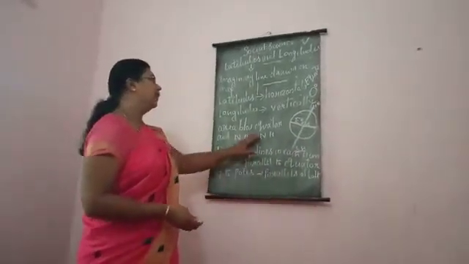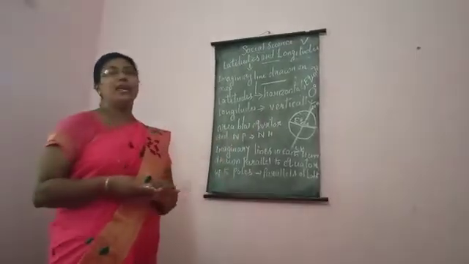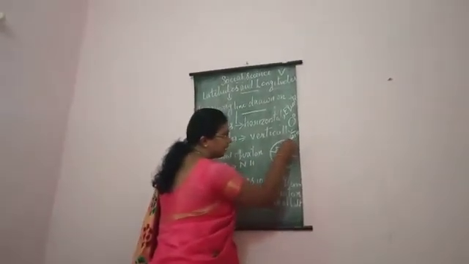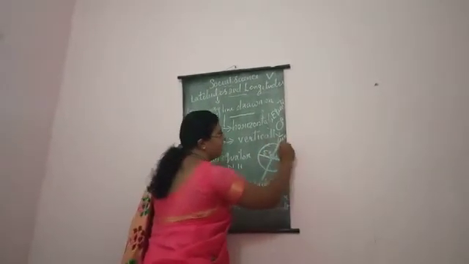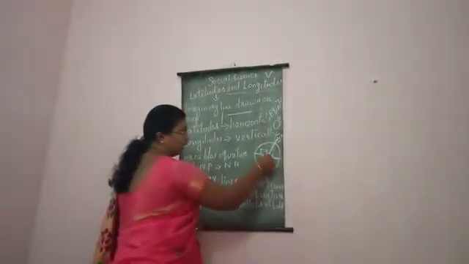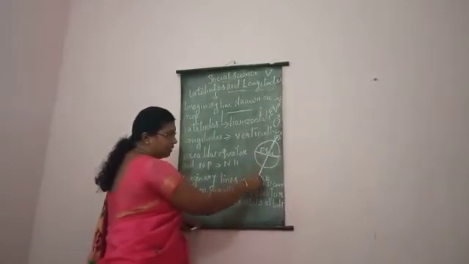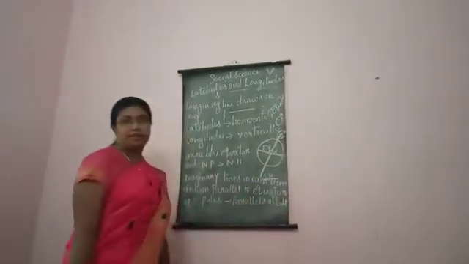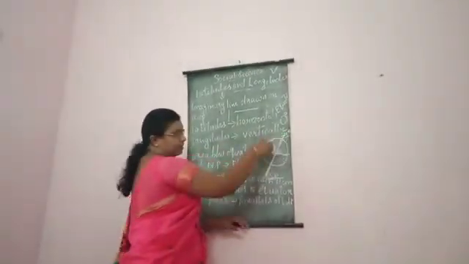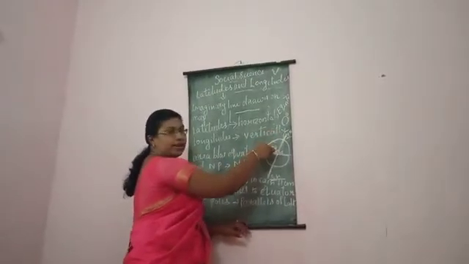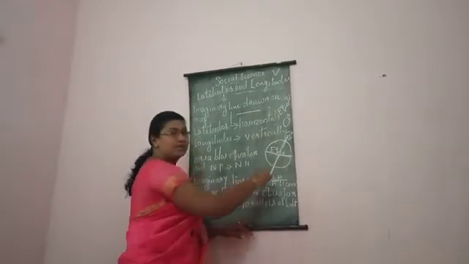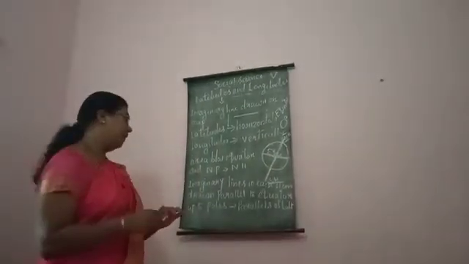And my dear children, the area between the equator and the north pole is known as the northern hemisphere. And the area between the equator and the south pole is known as the southern hemisphere. The gap between this equator and this north pole is known as the northern hemisphere, and between the equator and the south pole is known as the southern hemisphere.